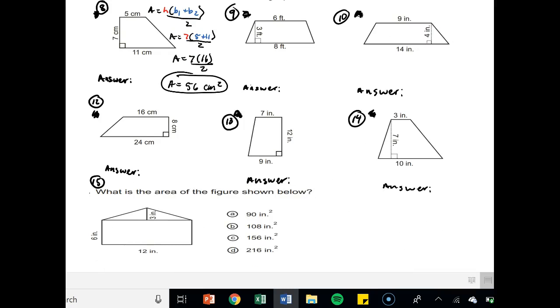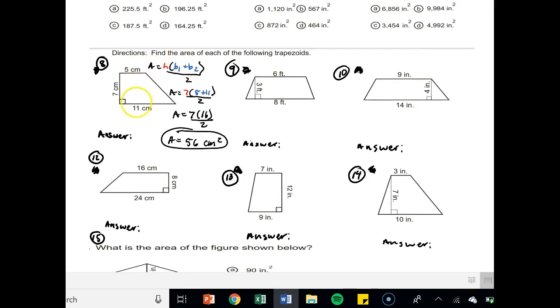Then for problems like 8 through 14, we've got trapezoids, right? So area is equal to height times base 1 plus base 2 divided by 2, right? So my height here is 7, and my bases are 5 and 11, so 5 plus 11 is 16, 7 times 16 divided by 2, 56 centimeters squared. Make sure you have your units squared.